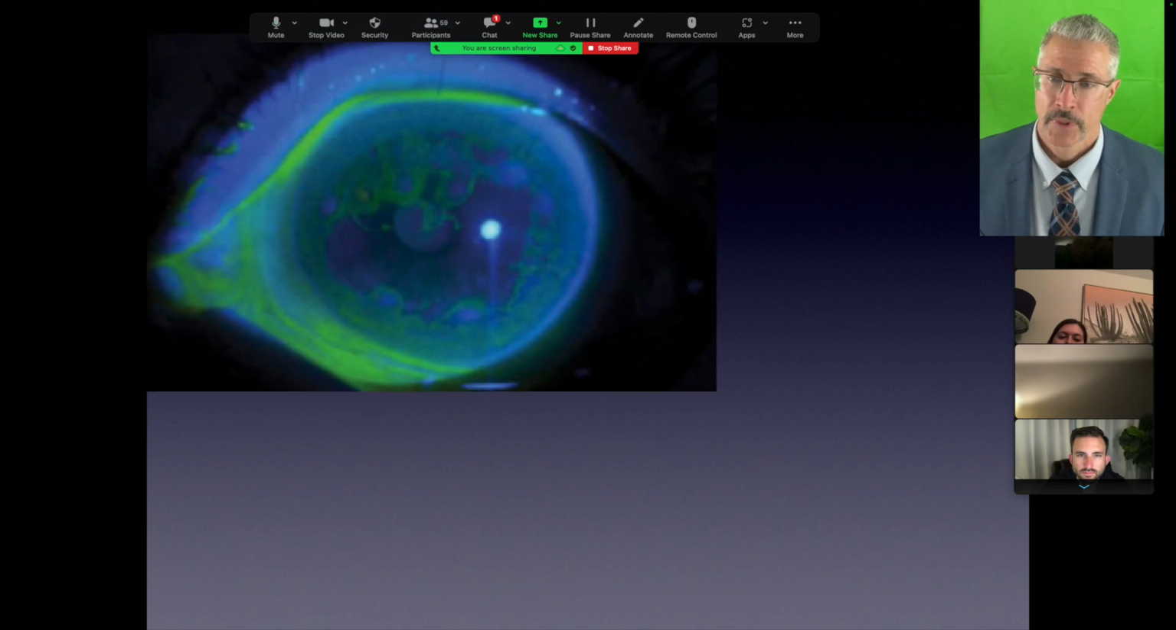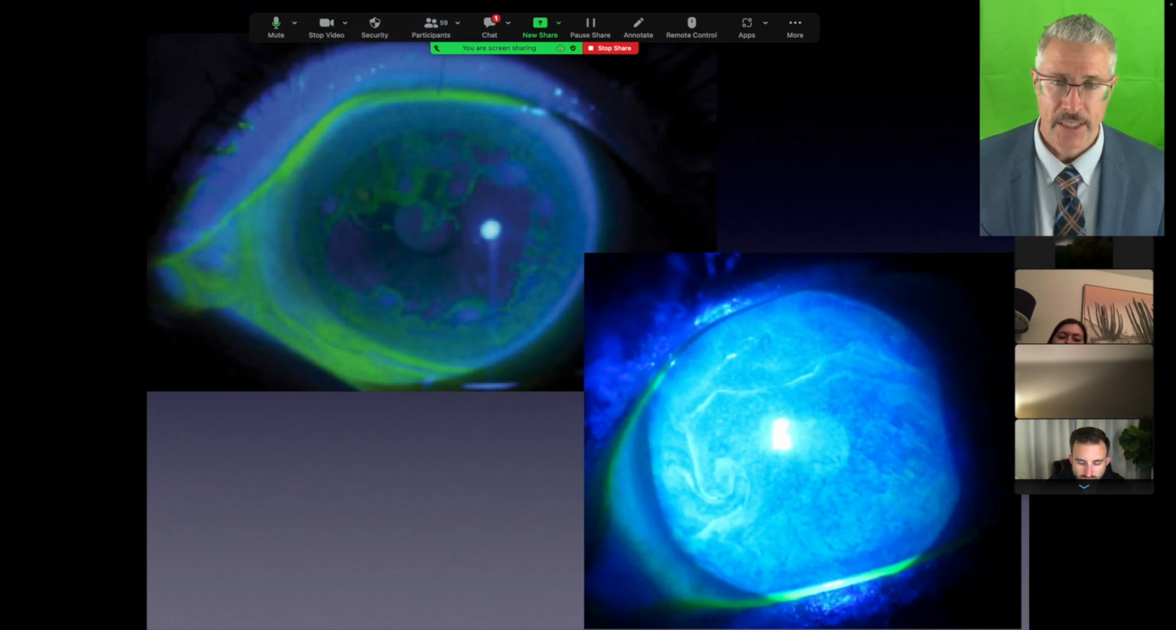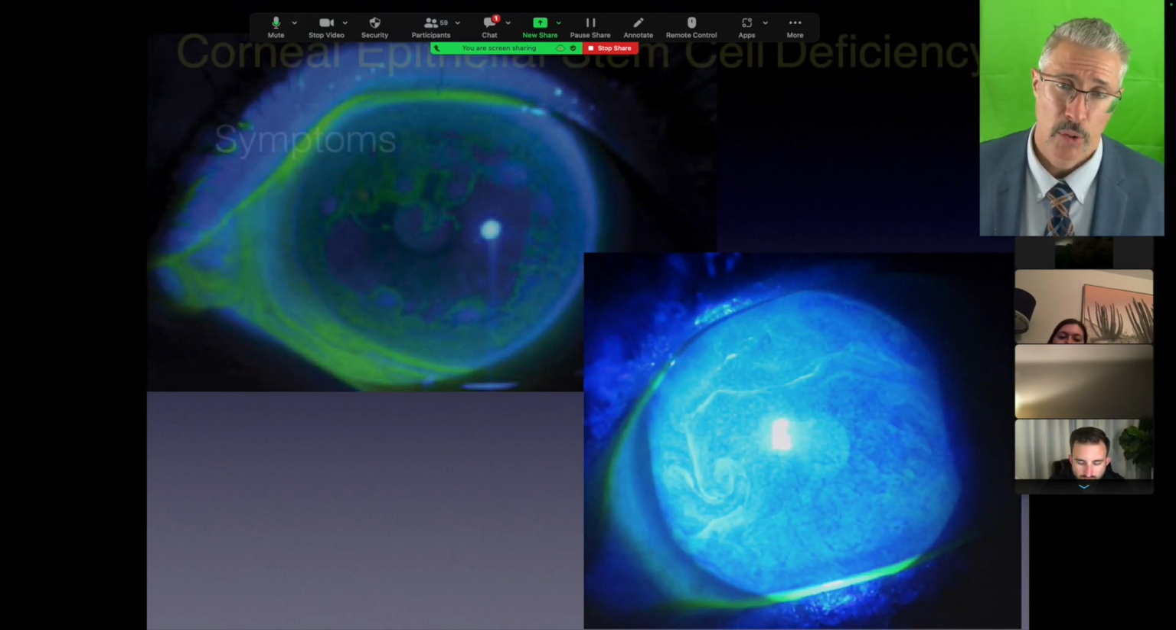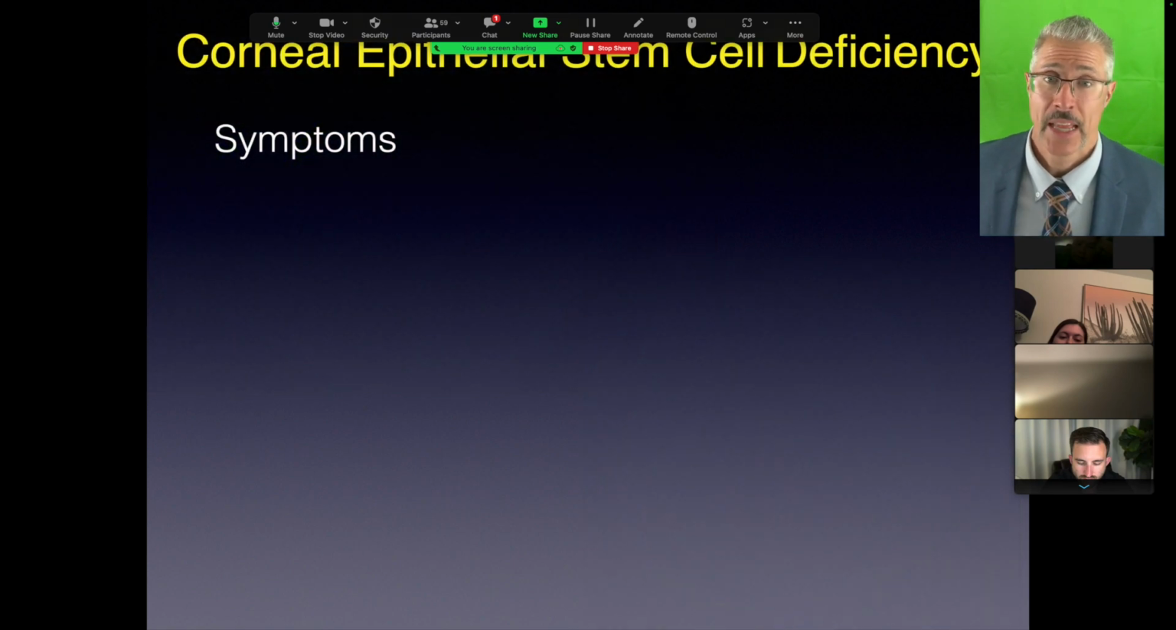But then you want to think, what causes this? I don't want it to get worse. If you run out of stem cells, the only way you can get a new one is a stem cell transplant. That's a big deal. So anyway, the staining can go around 360. It can cover the whole cornea. If it covers the whole cornea, you probably don't have any stem cells left. It's just conj epi growing in.